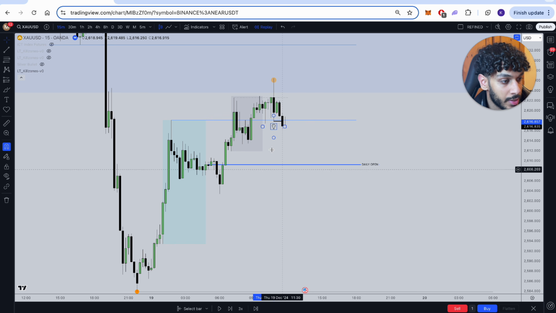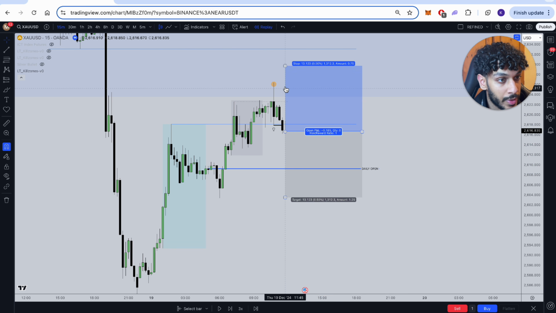And technically speaking, this is a propulsion block style entry as well, which I've mentioned before in previous videos. Why is it a propulsion block? This is the order block that changes state of delivery, and then this is the propulsion block. So we get the closure beneath, and pretty much you could have just executed like that.